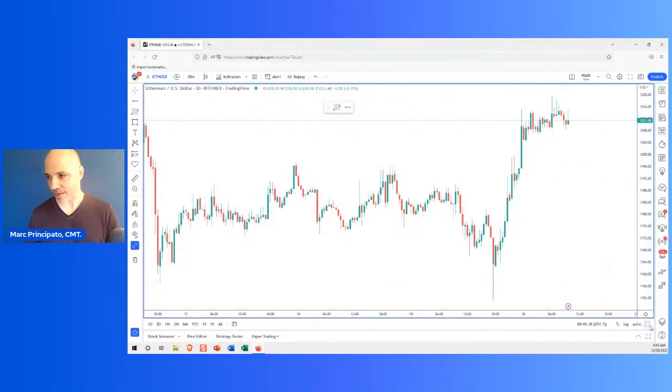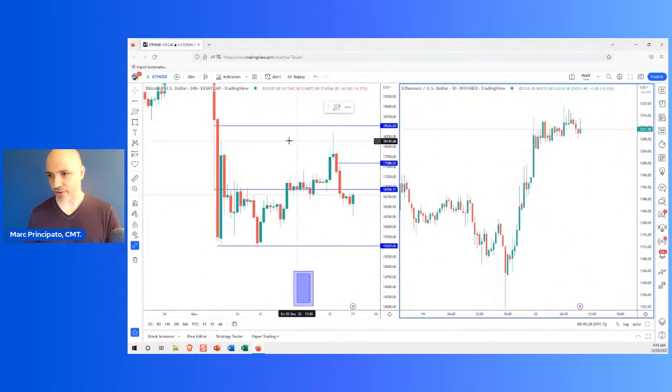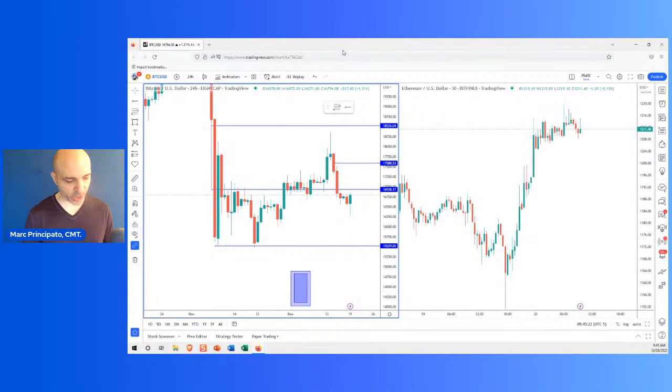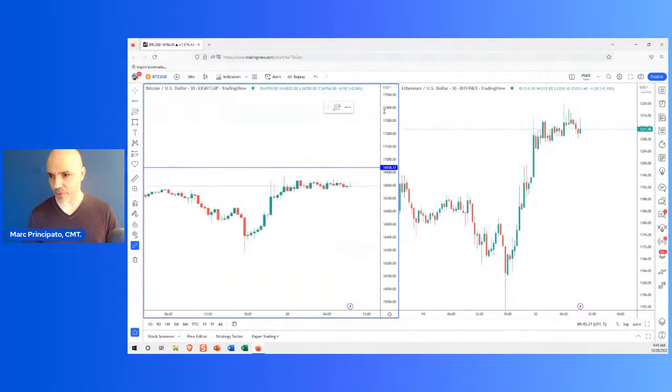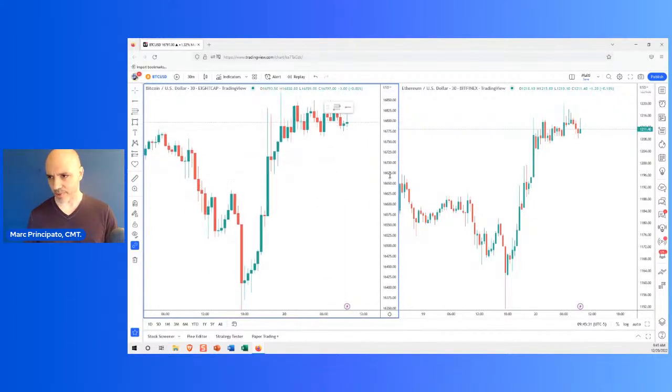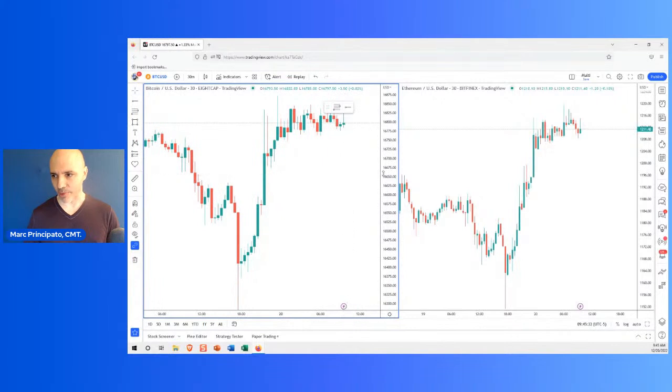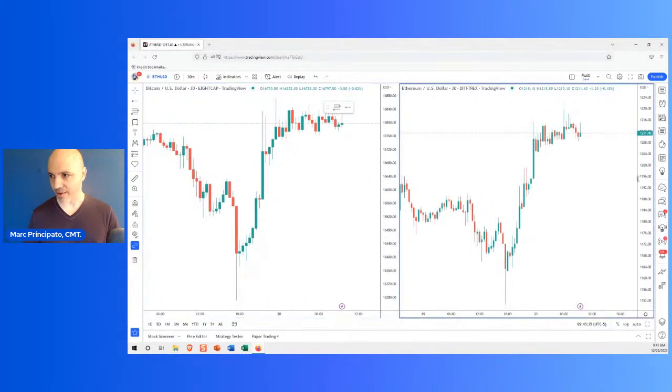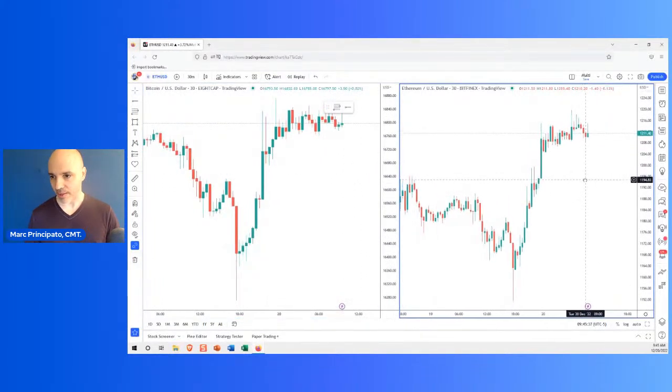In fact, let's do this. Let's keep Ethereum over here, right? And let's change this chart over here to the Bitcoin 30-minute, just so we can look at the similarities. All right. I mean, it looks like we're looking at the same exact chart, does it not? I mean, it looks almost identical.